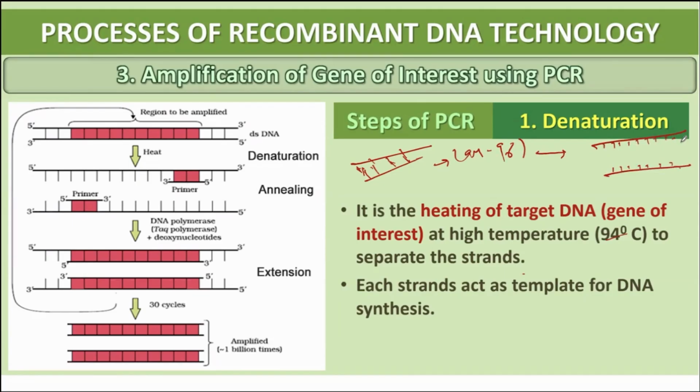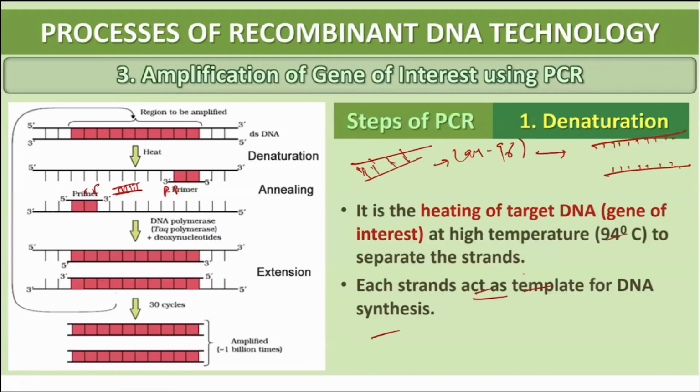So what is denaturation? It is the first step in PCR, that is polymerase chain reaction, wherein by increasing the temperature up to 94 to 98 degrees, we basically break the DNA strand and separate them. Now each strand acts as a template for the DNA synthesis. Each strand can act as a template because we have two primers. We have one forward primer and one reverse primer, so that we can get a whole double-stranded DNA in the end.